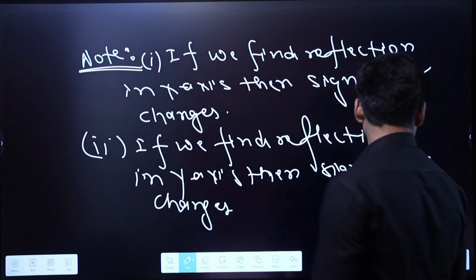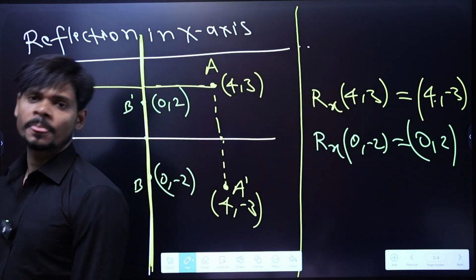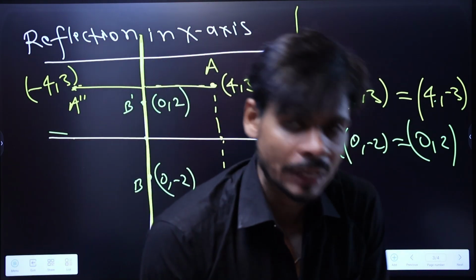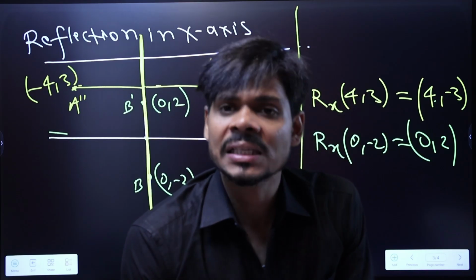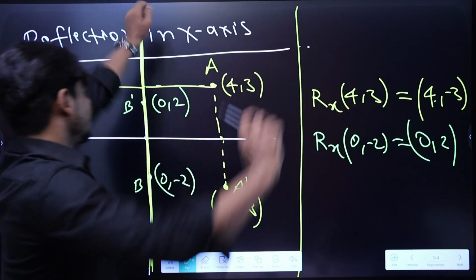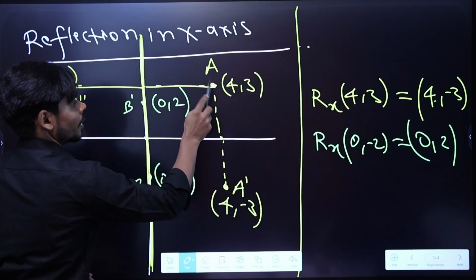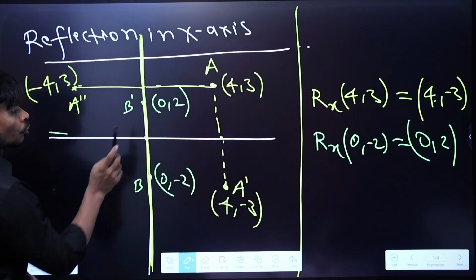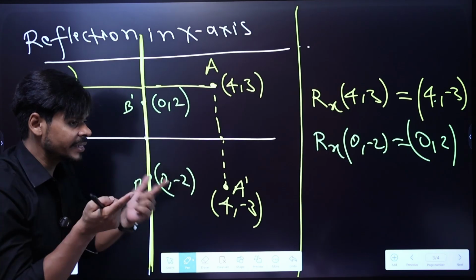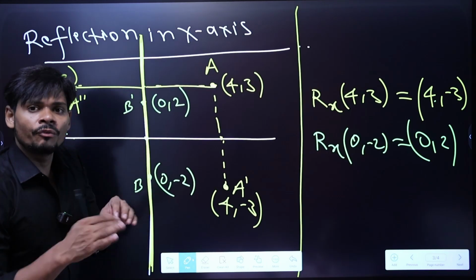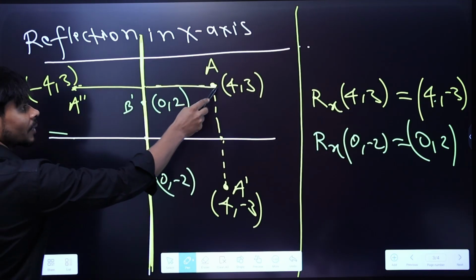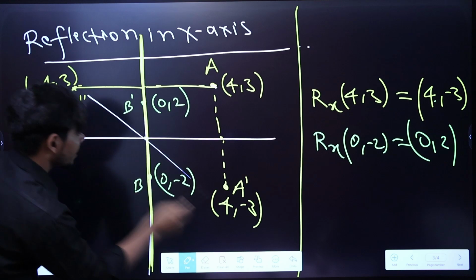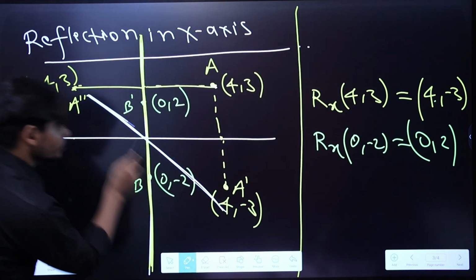Next, third point. What if we find reflection about the origin? Sometimes they will say find reflection about origin. Now there is a point here. If I find reflection about this, just imagine that there is another mirror which is kept about the origin like this. If this is the mirror, then at origin the mirror is like this.